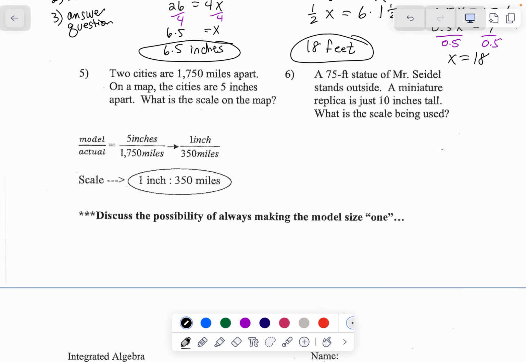Okay. It says 2 cities are 1,750 miles apart. On a map, the cities are only 5 inches apart. What is the scale on the map? So usually, see how this is a really important thing. If you want to circle that, you should put the model, whether it's a model or a blueprint, whatever it is, on top, and the actual should go on the bottom. So that's what you want to set up every single time you do these. So you see how they set up 5 inches was to 1,750 miles.